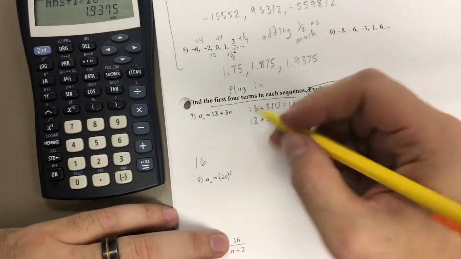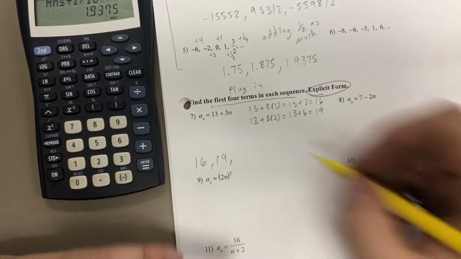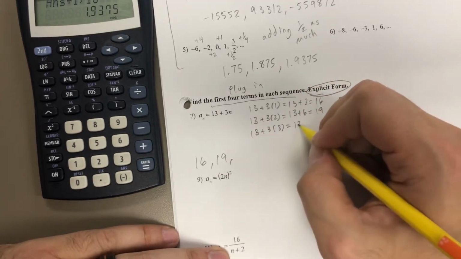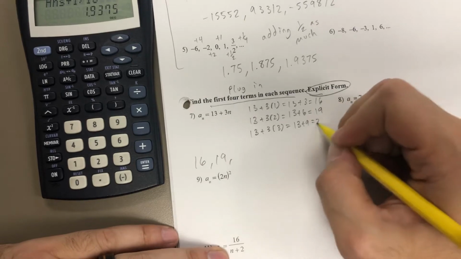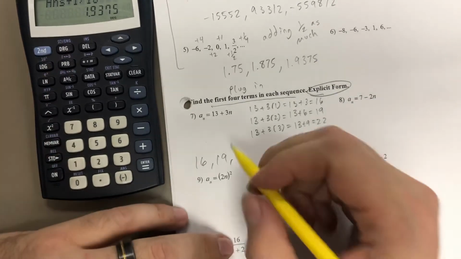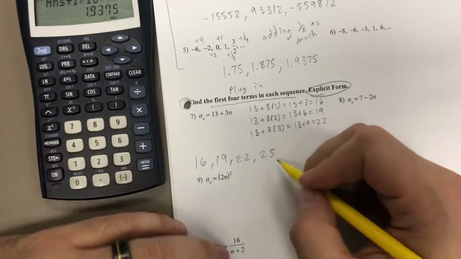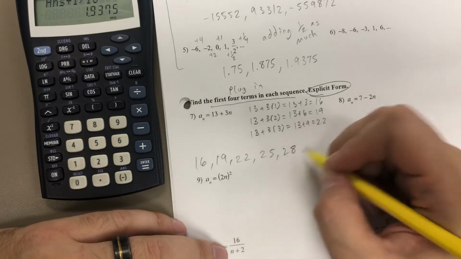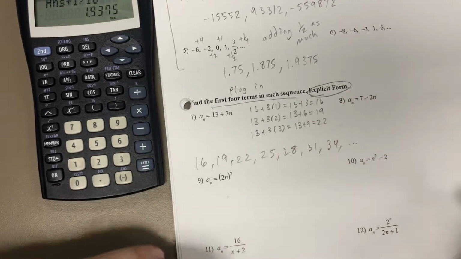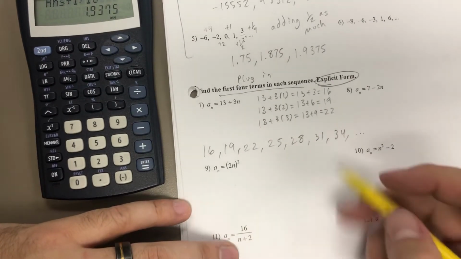All right. So now let's find the third term. So I plug in 3. 13 plus 3 times 3 equals 13 plus 9, which is 22. Notice we just keep adding 3. So that's the pattern. So if I add 3 more, I get 25. And then, just throw in a couple more, 28, 31, 34, etc. That's the pattern.